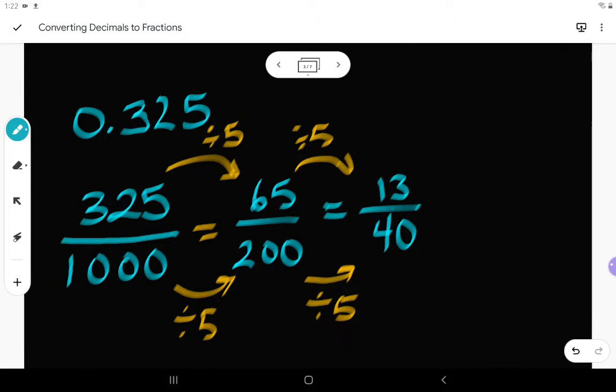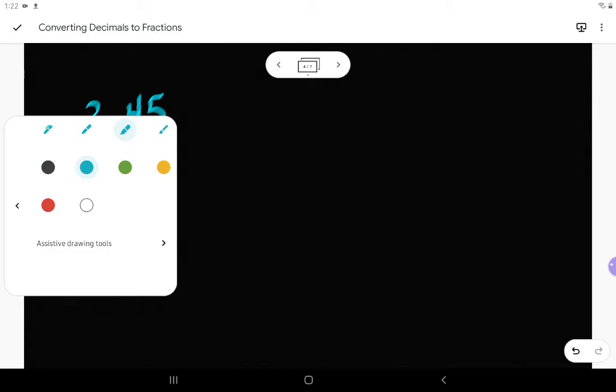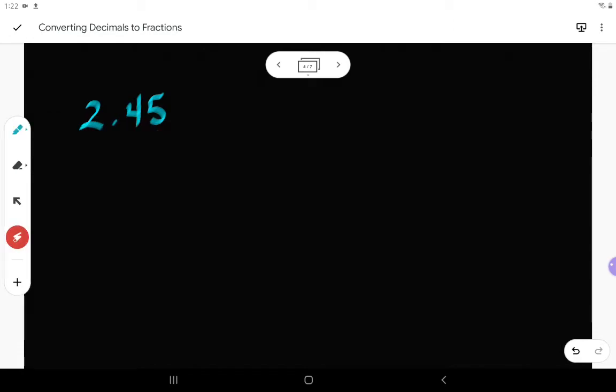Now we have talked a little bit about numbers and percentages that are bigger than 100. So it is possible to have something like 2.45. How do we look at this one? Same thing. If I say it properly, I'm going to be saying 2 and 45 hundredths.